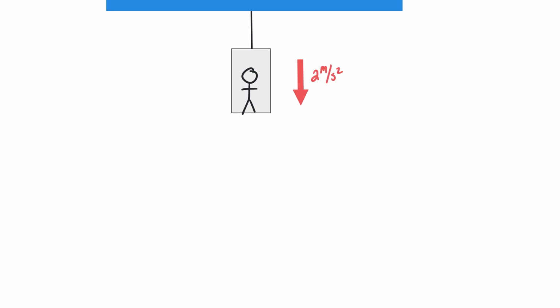You are going to go for a ride in an elevator. So you are in the elevator. There's a cable that attaches to the elevator, and you are going to be accelerated downwards while the elevator is getting up to speed to return you to the first floor. And it will accelerate at 2 meters per second squared for a short time.